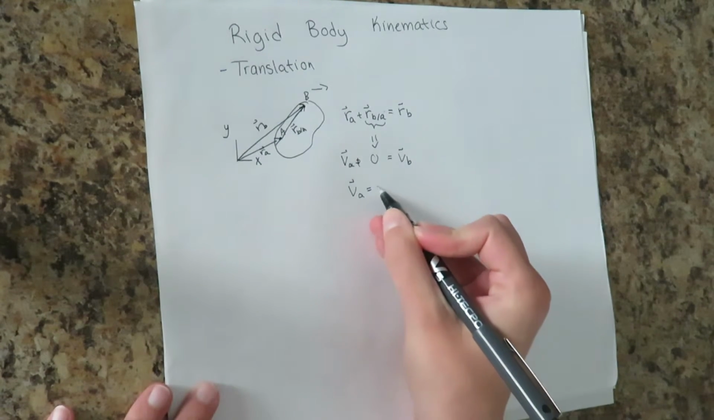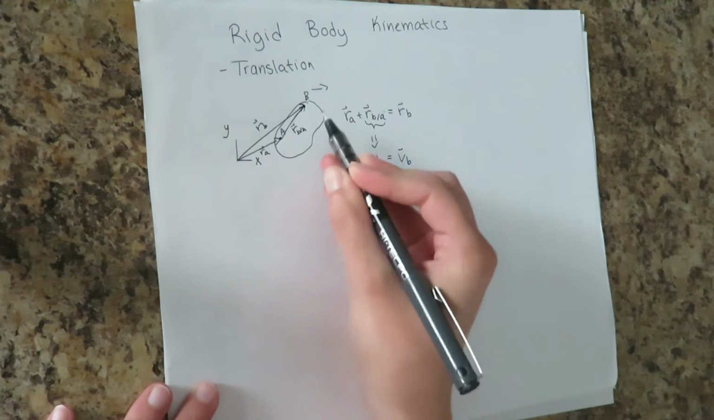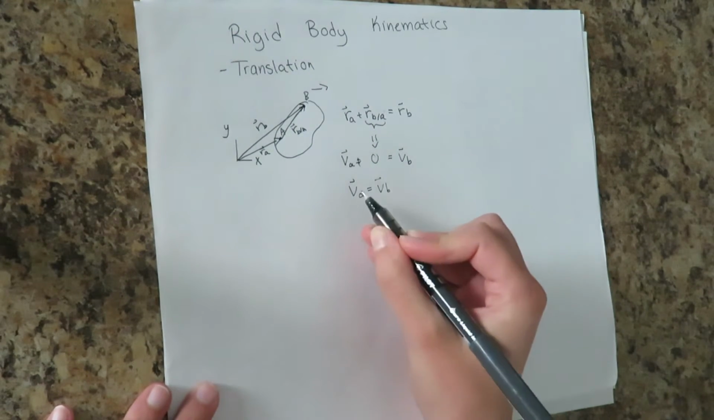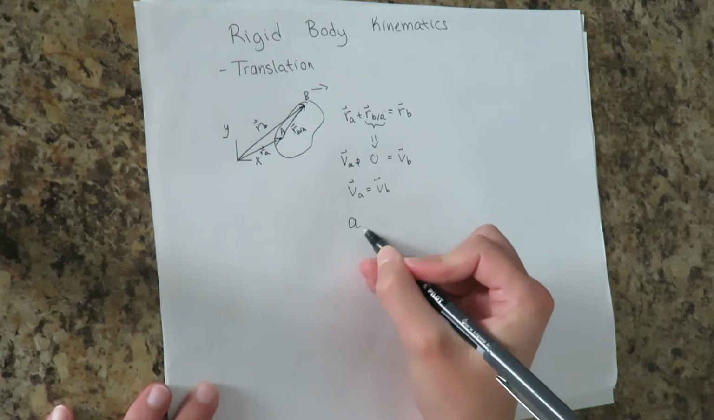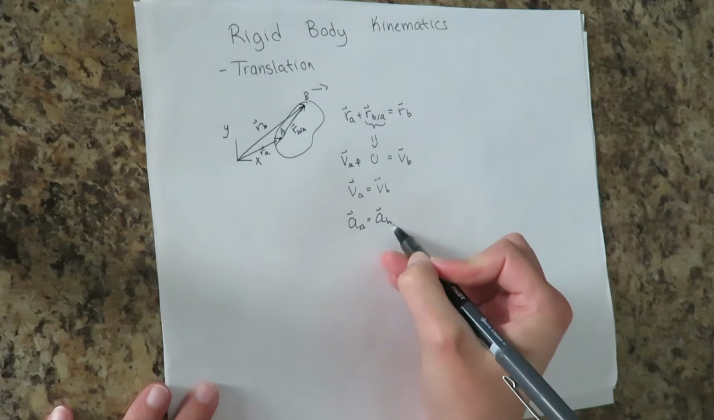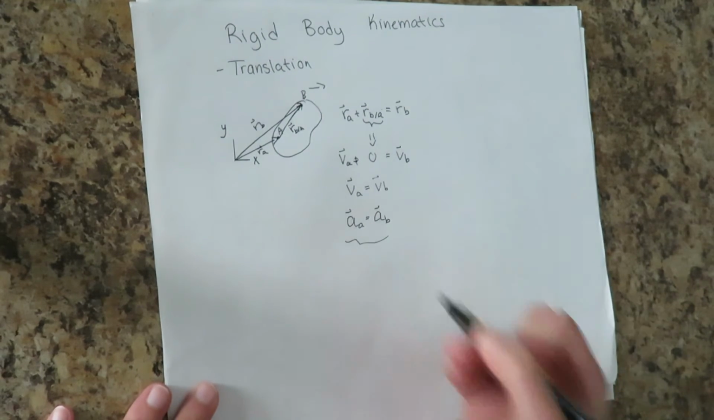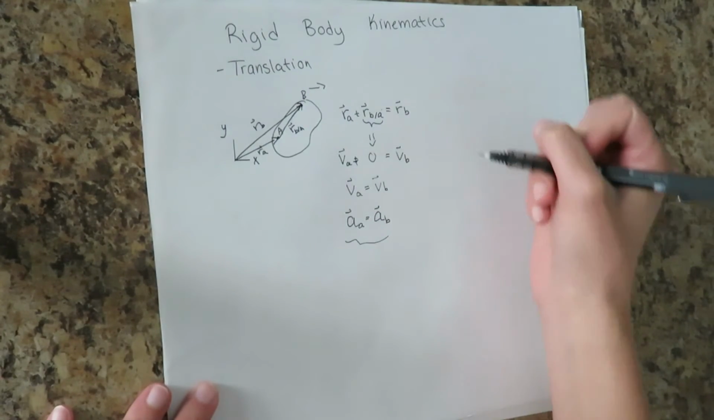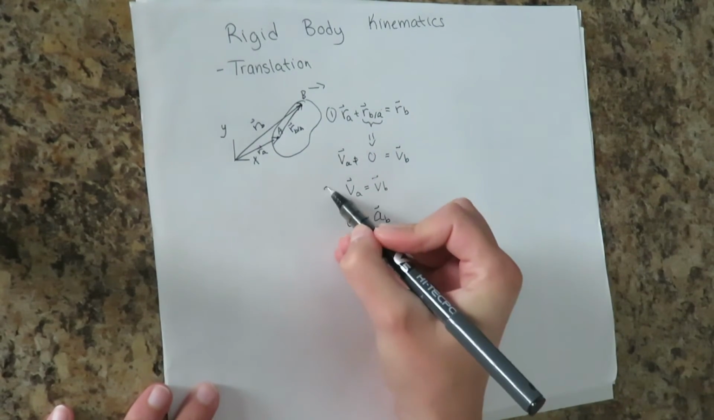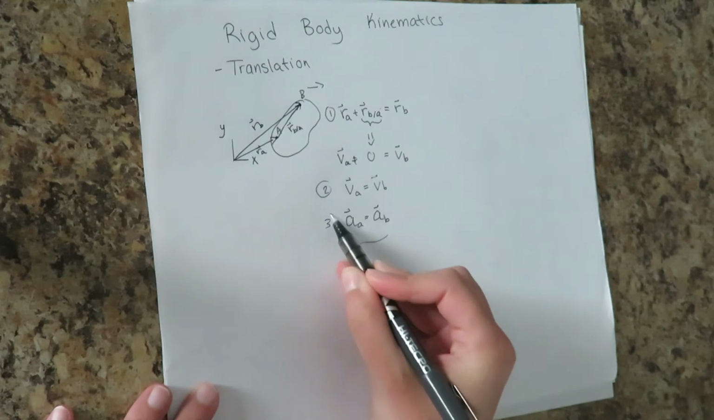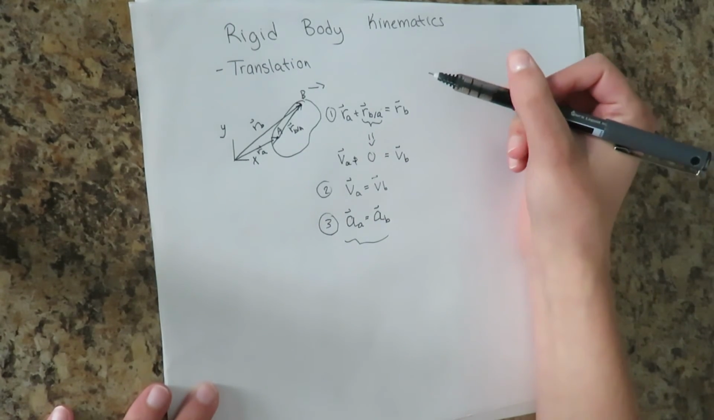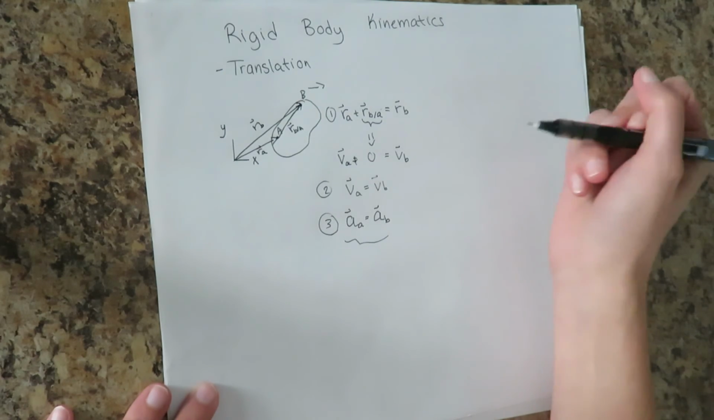So that tells us that on a rigid body that's translating, the velocity of all points is going to be the same. So our VA is going to be equal to VB. And if we want to take this a step further, we can take another derivative and say that the acceleration at point A is equal to the acceleration at point B. And these are the basic equations, equation 1, 2, and 3, that describe rigid body kinematics translation.